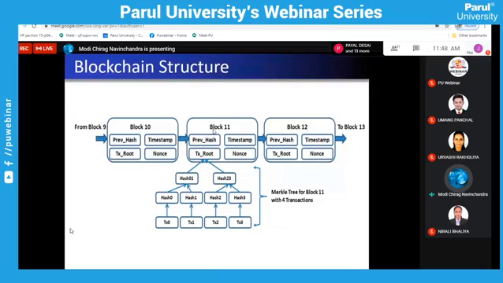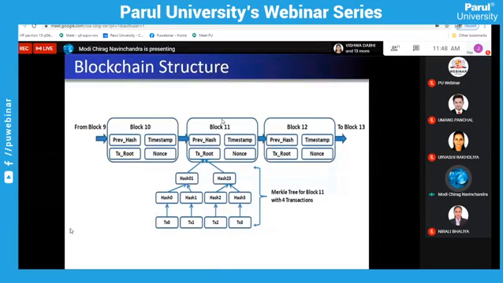And this is the Merkle tree. So consider a particular node has received 4 transactions, transaction 0 to transaction 3. First of all, the hash of each transaction will be created. Then the hashes of these will be created. At the end, you will reach the root of this Merkle tree, and this root will be added to the block header.